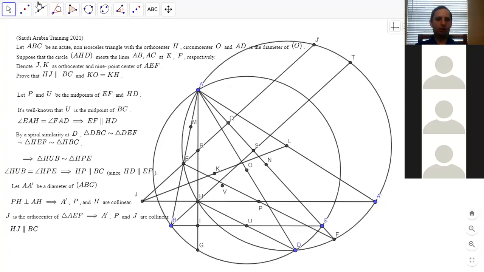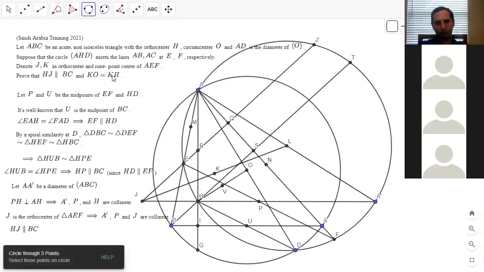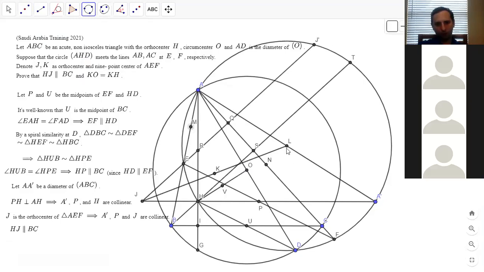Another way to do it is we want to show that KB is perpendicular to OH. How do we use that? Could you draw the 9-point circle? So that's one of the 9-point circles. Do you want me to draw the other 9-point circle too? Yes, please.